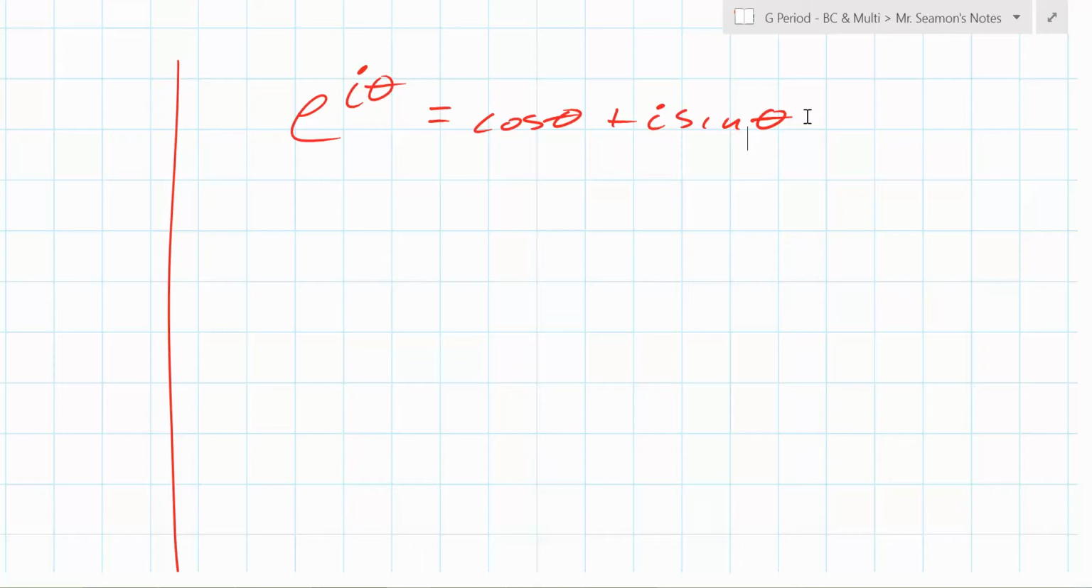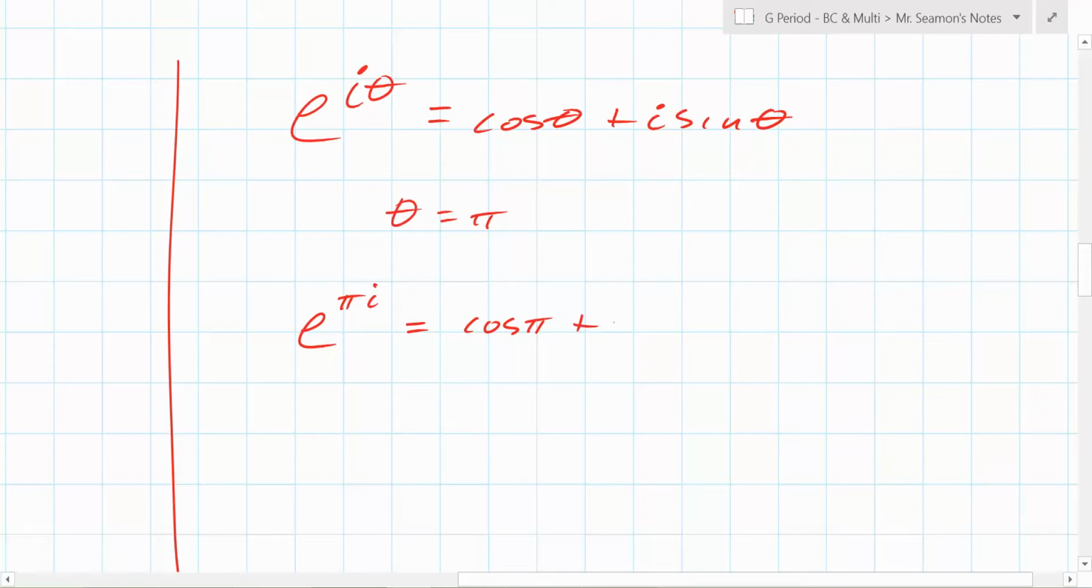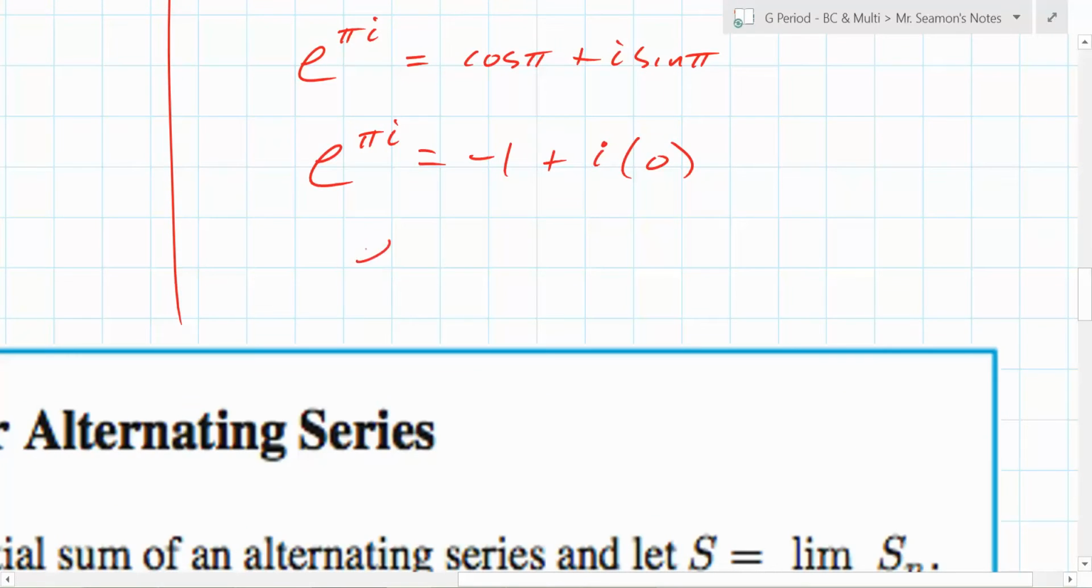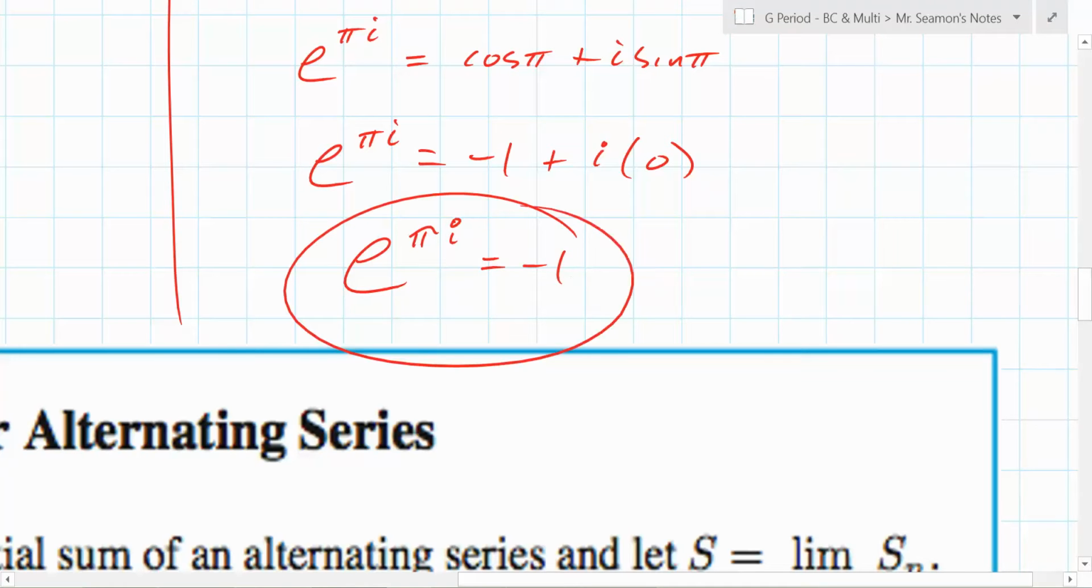So what's the cool thing you can plug in for theta to get the nicest truth in all of mathematics? Let theta equal pi, and what do you end up with? E to the pi i is equal to cosine of pi plus i sine of pi. What's cosine of pi? Not 1. What is it, kids? Negative 1 plus i times sine of pi. What's sine of pi? 0. So what do you end up with? E to the pi i is equal to negative 1. Boom. How awesome is that?